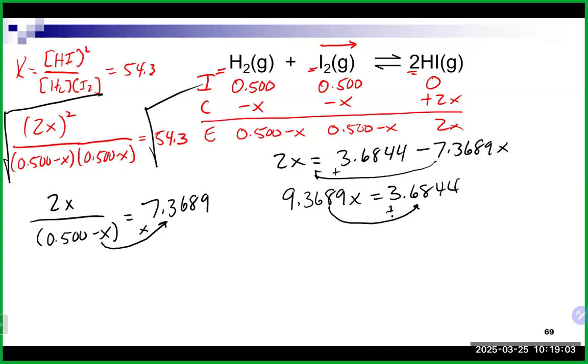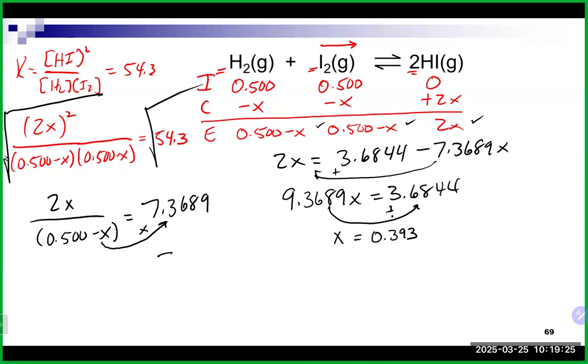So we'll divide by 9.3689 in this case. That's going to give us an x of 0.393. Probably much easier than the quadratic, but again, if you did the quadratic, you actually should end up with the same number there, so up to you. That is the x value. We're going to go into each of these here to get our concentrations.